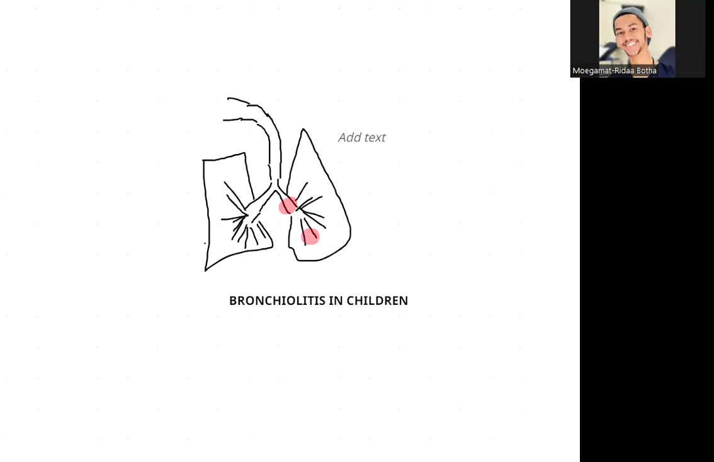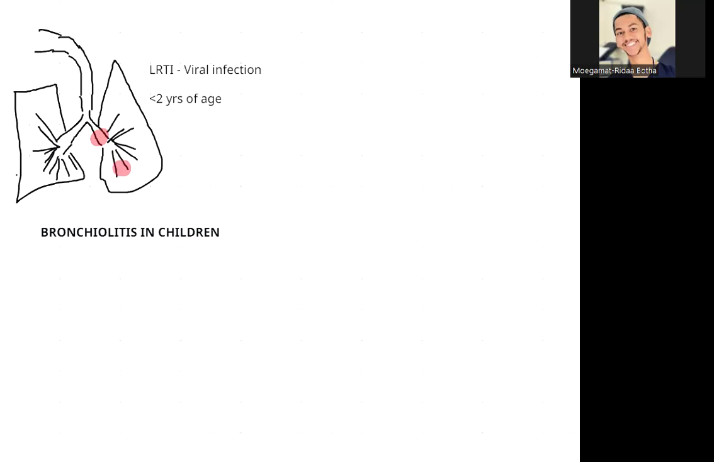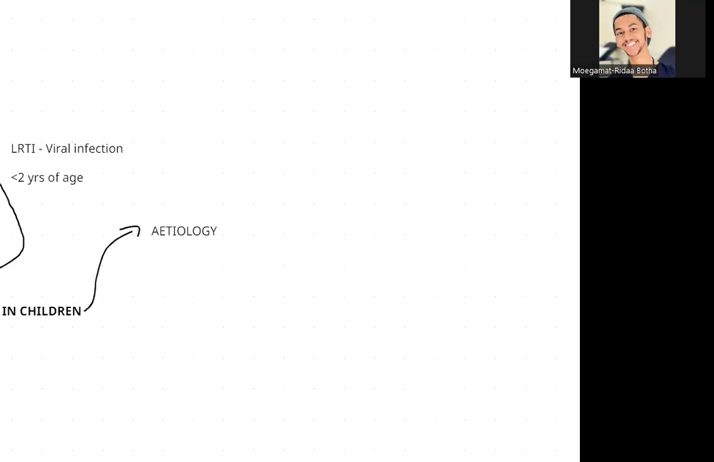So the most common infectious agent causing acute bronchiolitis in children. So let's speak about the etiology, or the cause. In terms of etiology, the virus causing bronchiolitis is the RSV virus, the respiratory syncytial virus. Okay, RSV.